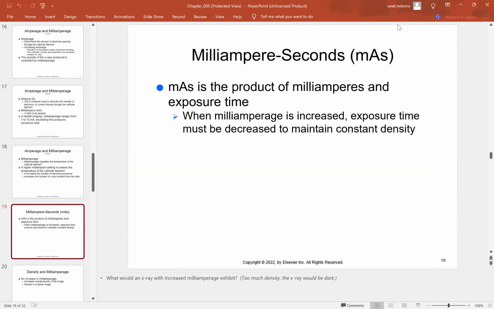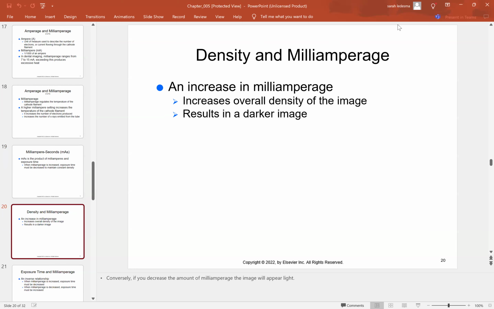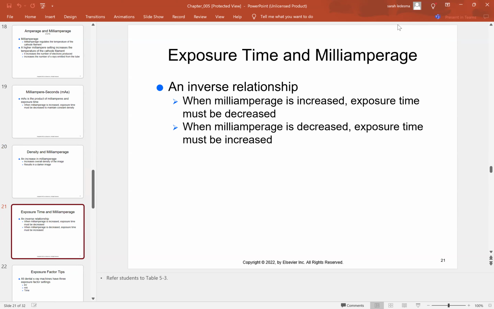mAs is the product of milliamperage and exposure time. When milliamperage is increased, exposure time must be decreased to maintain constant density. An increased milliamperage increases the overall density of the image, resulting in a darker image.